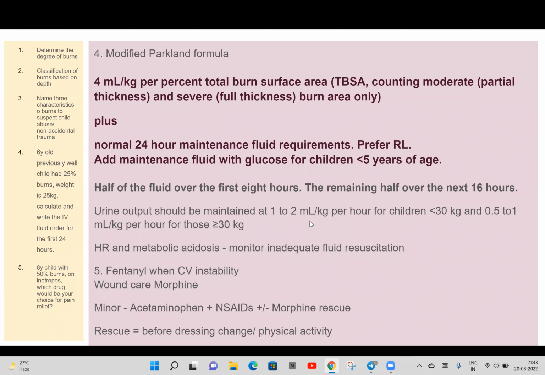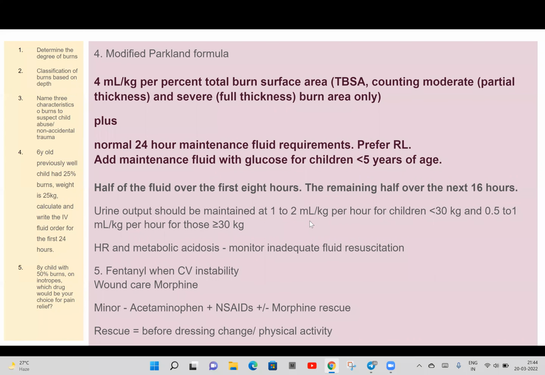But with heart rate, one issue is if the child is in pain, the heart rate will be high. So we have to give adequate analgesia during the initial hours. It is very important because the only two things which are reliable for us are an increase in heart rate and metabolic acidosis. Even if there is a slight metabolic acidosis coming up, we should think that the fluid resuscitation is inadequate. So always keep the urine output, we have to calculate per hour. Per hour urine output and heart rate we have to keep monitoring and check for metabolic acidosis intermittently.